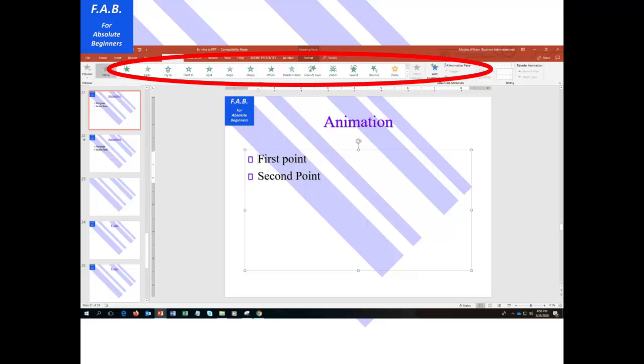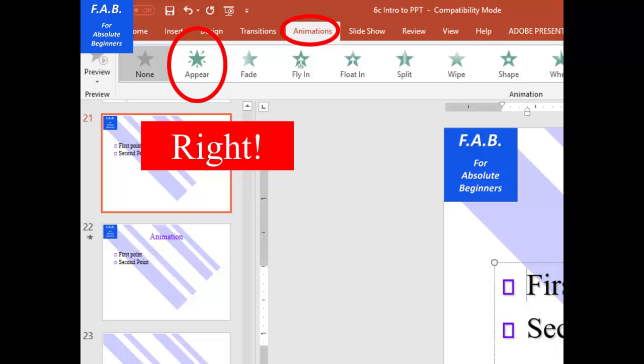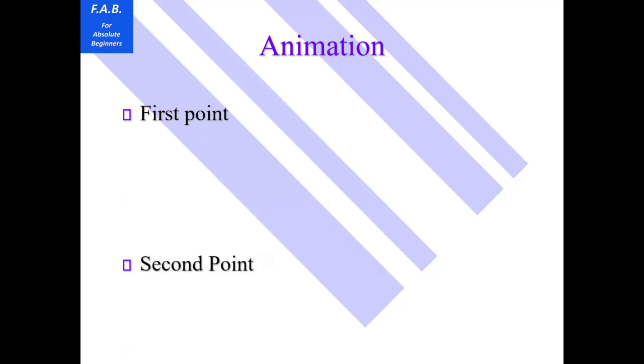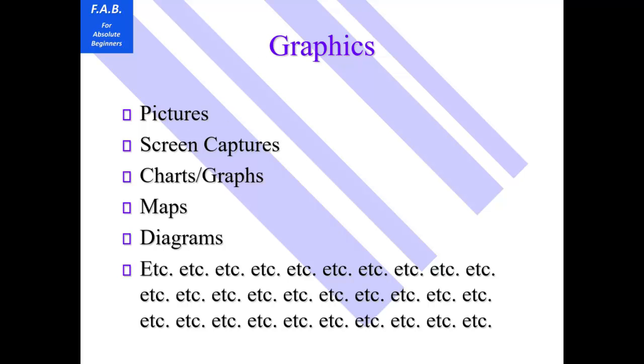You've got all of these other animation effects as well. Okay, how do you know which one to use? Here's my suggestion. Appear, that is right. All those other ones, those are wrong. You can have bullets appear a whole bunch of different ways. I find them to be kind of distracting. I think just having them appear, oh boy, look at this crazy one. I think just having them appear is the best thing to do.